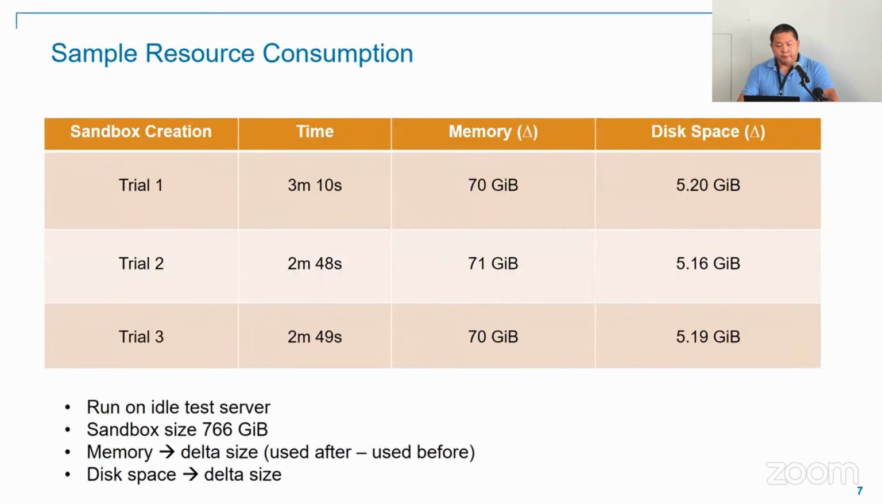So here's a sample resource consumption. We ran this on an idle test server, which has like 1 terabyte of memory. We ran it 3 times. It's an idle server. It takes like 3 minutes for this to finish. Memory, delta memory, you basically used after minus used before. It takes like 70 gig, a huge amount of memory for this chown to happen.